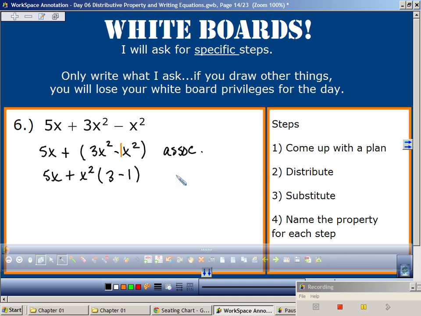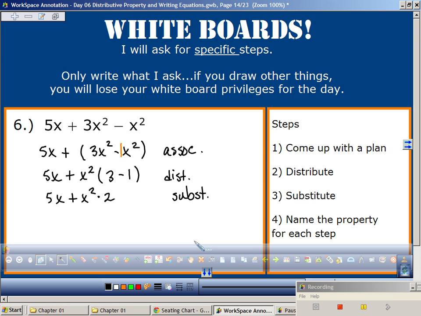When I factored out an x squared, I was using the distributive property, just in reverse, right? Instead of giving one to everybody, I took one from everybody. Does that make sense? Distributive property works both ways. You can give something to everybody, or you can take something away from everybody. Both of them are distributive property. All right, so now I'm going to say 5x plus x squared times 3 minus 1 is 2. What property did I just use?